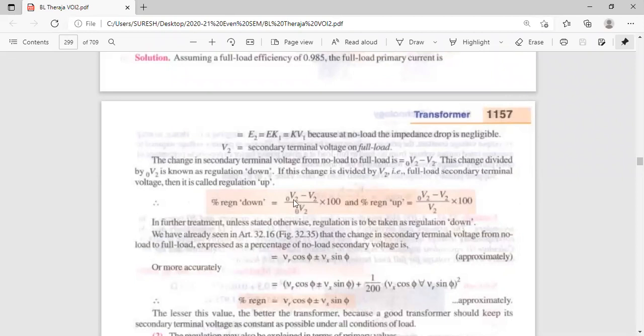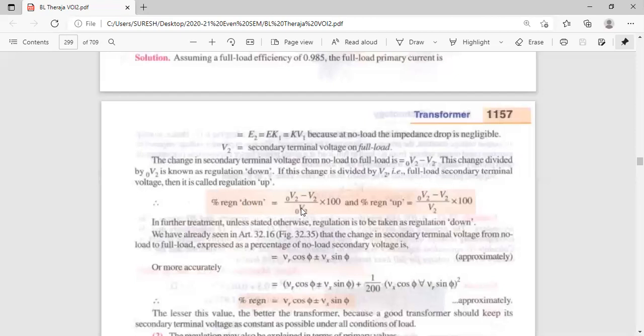Regulation means, see the formula. V2 naught is the no load voltage. V2 is the voltage when load is connected. The difference from no load to full load, divided by the no load voltage. No load voltage minus full load voltage, by no load voltage. That is nothing but regulation. If you multiply by 100, that is percentage regulation.